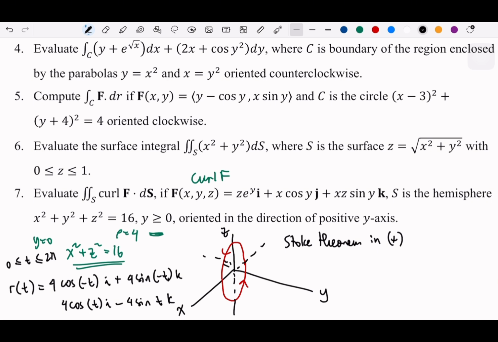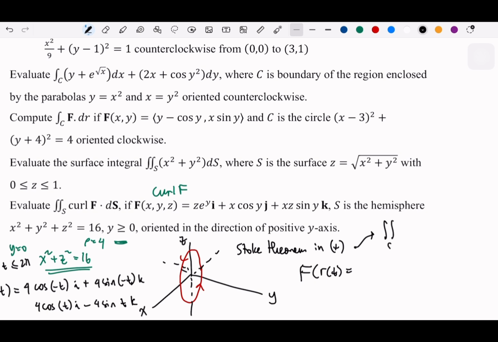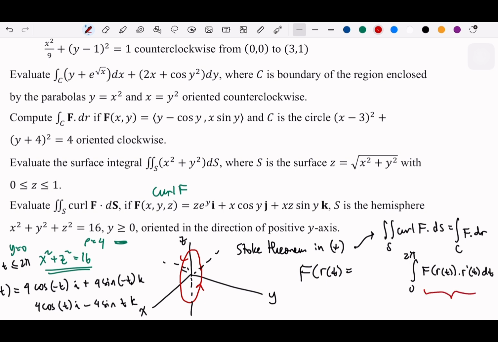And then we can find F of r(t). Basically, we state the bounds 0 and 2 pi. And then take the Stokes theorem, which means the curl F dot dS equals the line integral of F dot dr. So the line integral becomes from 0 to 2 pi, from our parameter, F of r(t) dot r prime of t dt. And then just simply work this out and you get the results. I think that will be the end.